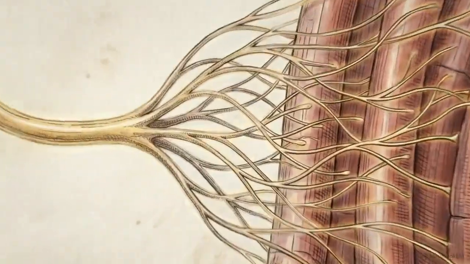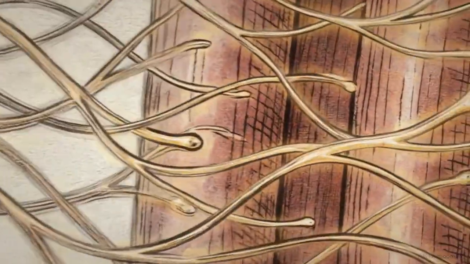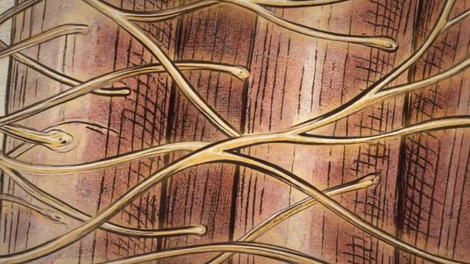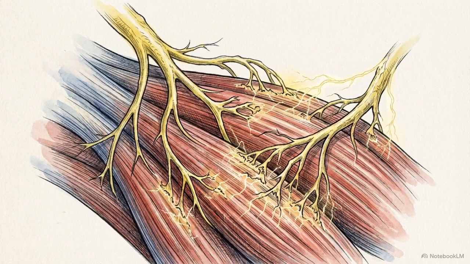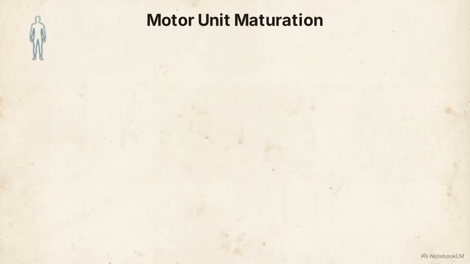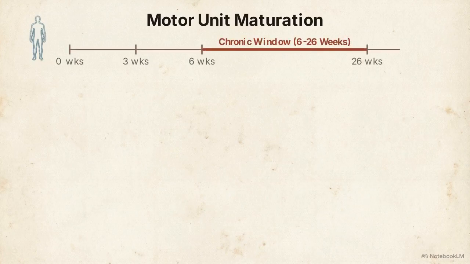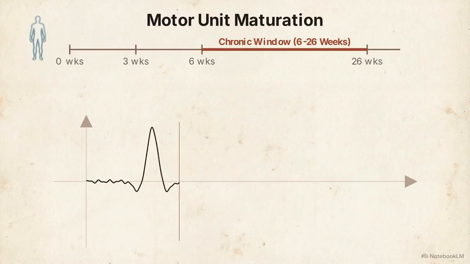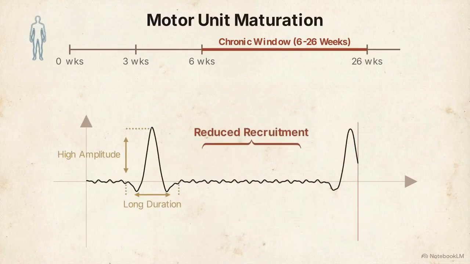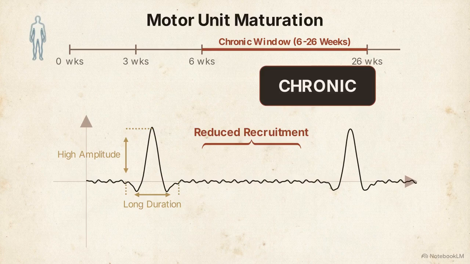Surviving motor axons attempt to rescue denervated muscle fibers by extending new branches, a process called collateral sprouting. As these new collateral sprouts form immature neuromuscular junctions, the morphology of the motor unit action potentials changes, becoming highly polyphasic and electrically unstable. As these reinnervated motor units mature, they take on their final structural state. Looking back at our timeline, you can see these waveforms become high-amplitude, long-duration potentials with a reduced recruitment pattern. When these specific waveforms are present, the lesion is defined as chronic.